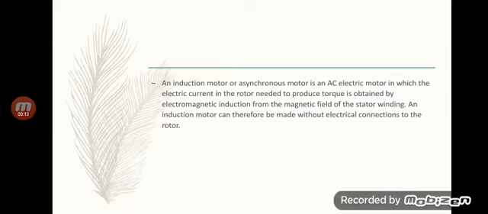First of all, what is an induction motor? An induction motor or asynchronous motor is an AC electric motor in which the electric current in the rotor needed to produce torque is obtained by electromagnetic induction from the magnetic field of the stator winding. An induction motor can be made without electrical connections to the rotor.